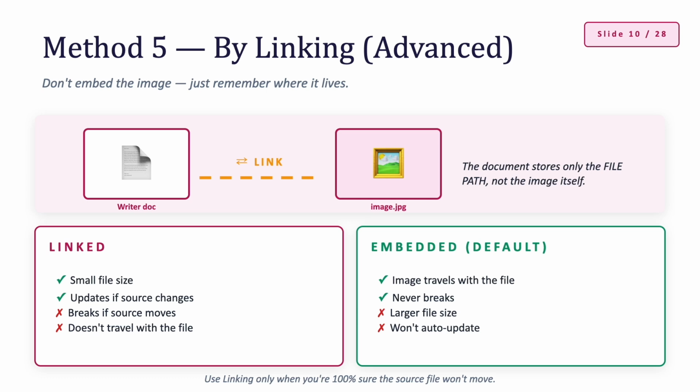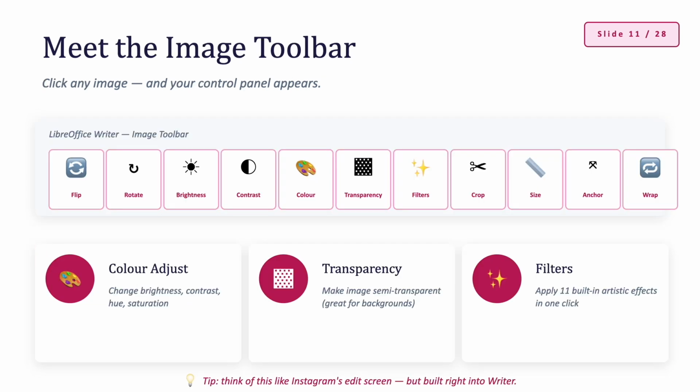Embedded images are safe and self contained. Use linking only for files that will not move. Meet the image toolbar. When you click on any image in Writer, a special toolbar called the image toolbar will appear. It's your control center. It has buttons for all sorts of things like filters, color adjustments, transparency, flipping, rotating, cropping, brightness, contrast, and more.